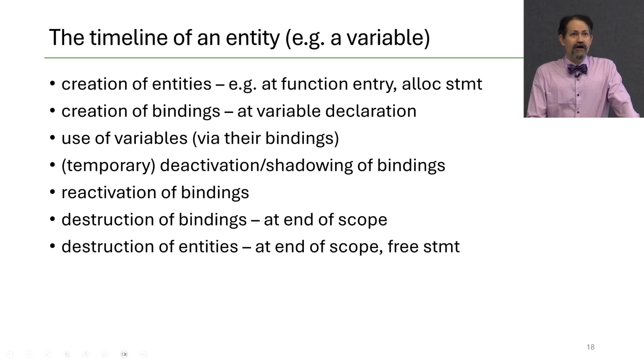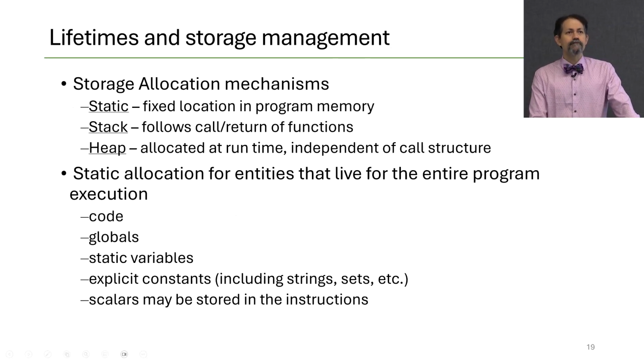We then can use the variables via their bindings. We might temporarily deactivate or shadow those bindings so they can't be used, perhaps if we call another function. But then we can reactivate the bindings when that function returns. At the end of the scope, we will destroy the binding, and then we destroy the entity itself, perhaps at the end of the scope, or the end of a function body, or perhaps at a free statement if we're allocating on the heap. Thus, we can talk about the lifetimes of objects and the management of storage that refers to them.